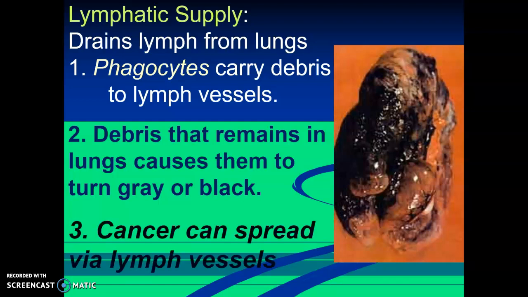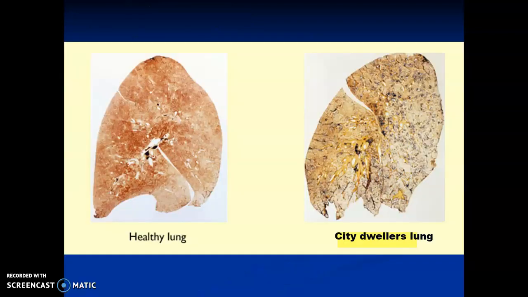Cancer can spread through lymph vessels. That's one of the primary ways it travels because the lymph picks it up. And then, of course, it gets spread through the blood, metastasizes, and can lodge somewhere else. Here is a healthy lung cross section and a city dweller's lung cross section. Notice the city dweller lung has speckles of spots. That's from like 70, 80, 90 years of living in the city.